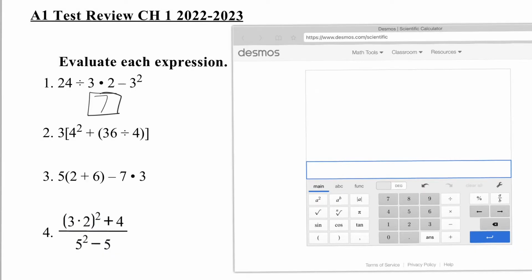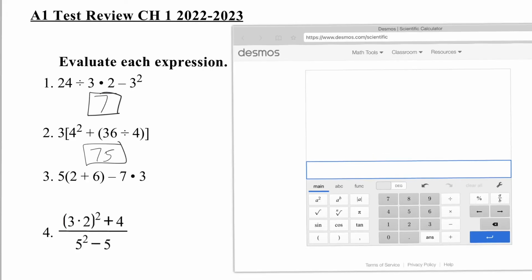Number 2 is a little bit longer. You guys have parentheses and you guys have brackets, but same thing. You guys can use the calculator to have the parentheses. You're not going to use brackets in the calculator. You're just going to use more parentheses. But you start with the 3 outside of the parentheses. Notice I open a parentheses. I have the 4 with the square plus the parentheses. 36 divided by 4. Notice it makes a fraction. So make sure you guys move the cursor to the right side of the fraction. And you guys close parentheses and close parentheses. So for this expression, the answer is 75.